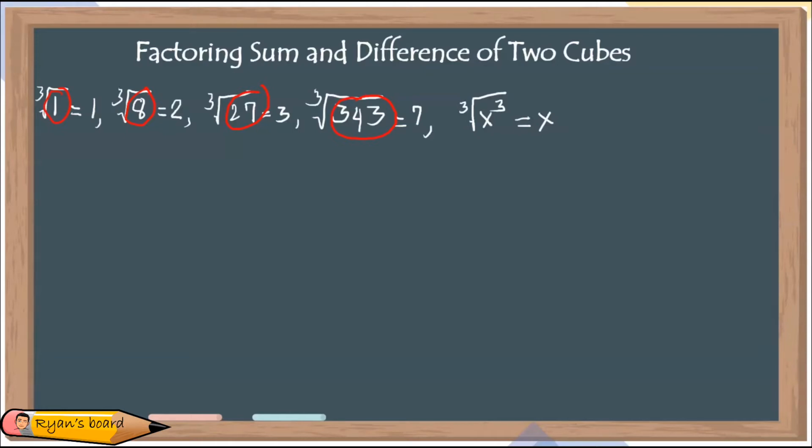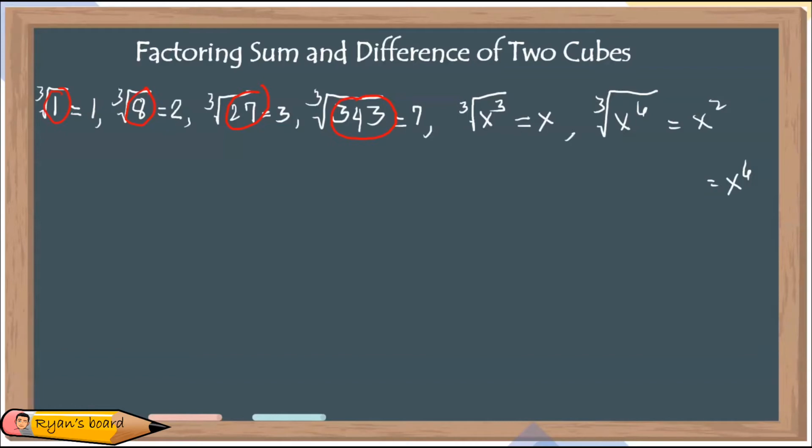Another perfect cube is x to the 6th power. Ang cube root ng x to the 6th power ay x squared. Paano nangyari yan? Kasi x squared times x squared times x squared is equal to x to the 6th power. Tinimes natin yung x squared ng 3 beses, ang sagot ay 6, x to the 6th power. Tandaan yung product rule, you simply add the exponent. So, x to the 6th power is a perfect cube.